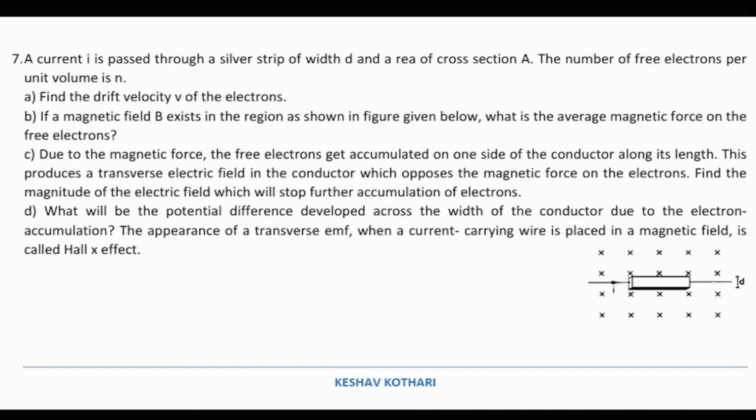The next part is, due to the magnetic force, the free electrons get accumulated on one side of the conductor along its length. This produces a transverse electric field in the conductor which opposes the magnetic force on the electrons. Find the magnitude of the electric field which will stop further accumulation of electrons. And the next part is, what will be the potential difference developed across the width of the conductor due to the electron accumulation?